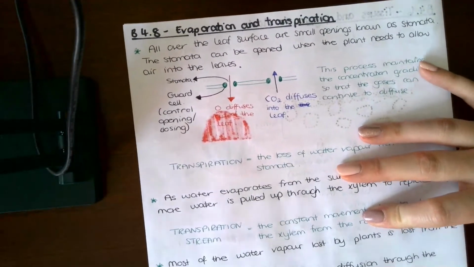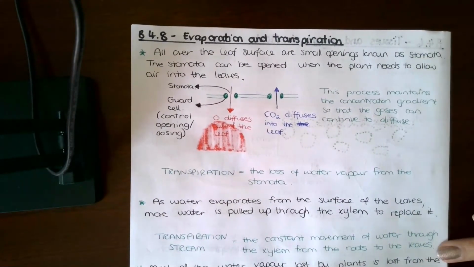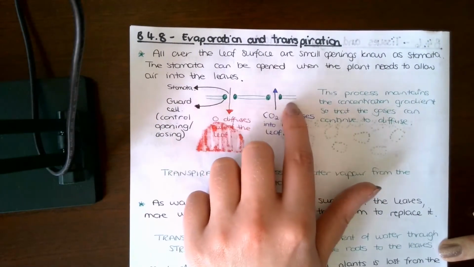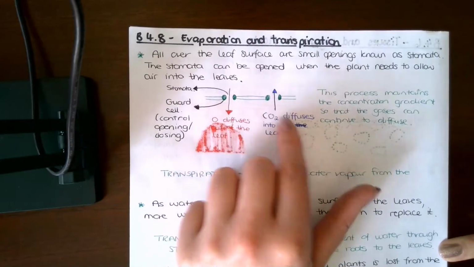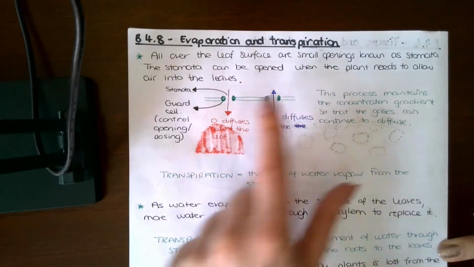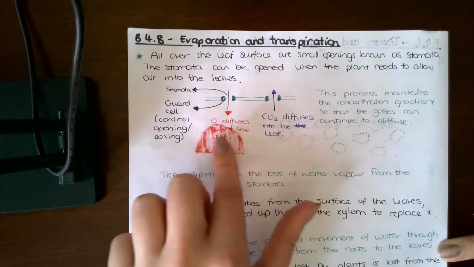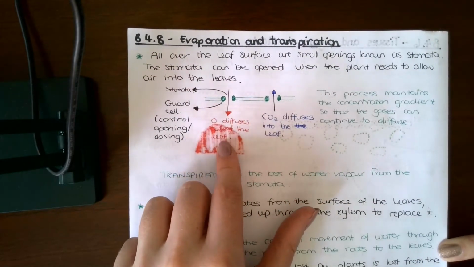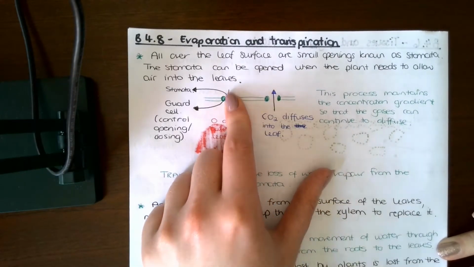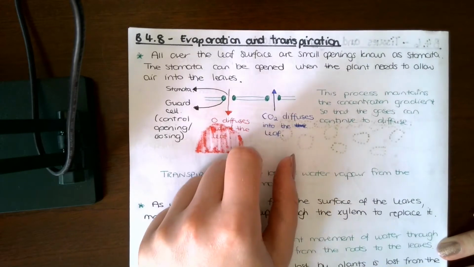The stomata can be opened when the plant needs to allow air to go into the leaves. So remember, air contains carbon dioxide, which is needed for photosynthesis. So I've got a quick diagram here of part of the lower epidermis where the stomata are in the bottom of the leaf, and we can see that carbon dioxide, so CO2, diffuses into the leaf, and oxygen, sorry, it's the red bit from my previous diagram, oxygen diffuses out of the leaf. So the waste product of photosynthesis is oxygen. Obviously we need oxygen to live, so this is why it's important we have lots of plants around.